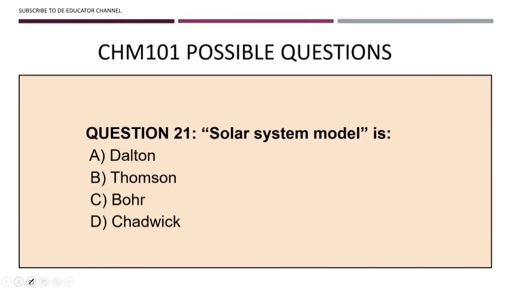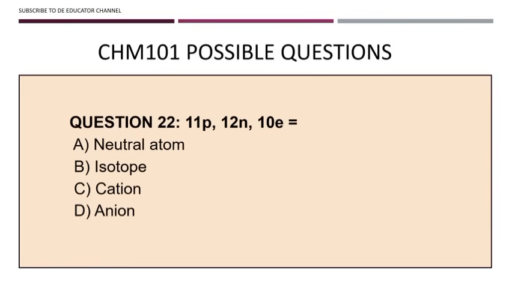Number 21, solar system. Okay, I've said this already. Solar system model, it is still Bohr, right? It is still Bohr. Okay, Bohr. Yeah, let's move on. Number 22, 11 protons, 12 neutrons, 10 electrons. What is this? Is it a neutral atom?